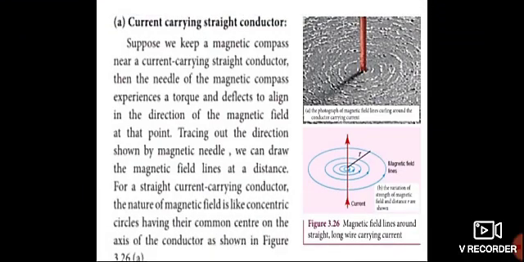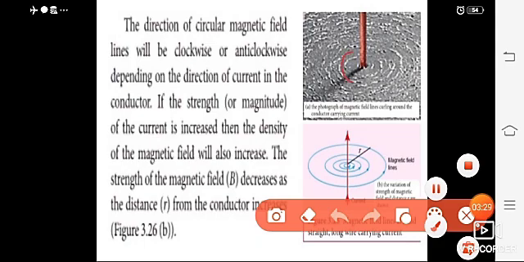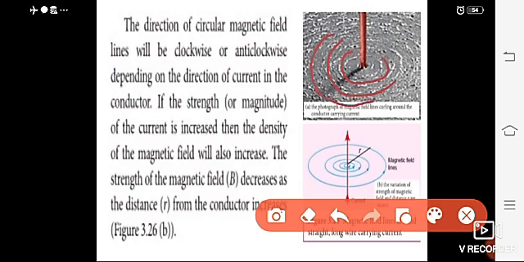Tracing out the direction shown by the magnetic needle, we can draw the magnetic field lines at a distance. For a straight current carrying conductor, the nature of the magnetic field is like concentric circles. Students, you can see this is a diagram for the magnetic lines. It is drawn depending upon the magnetic field produced by the straight current carrying conductor.